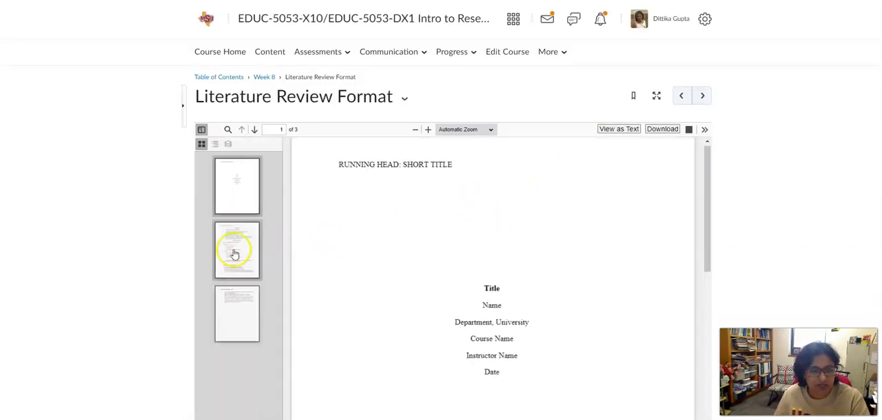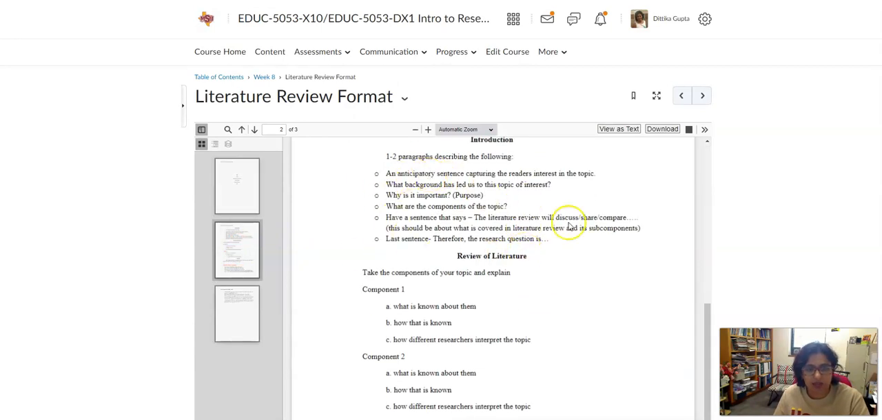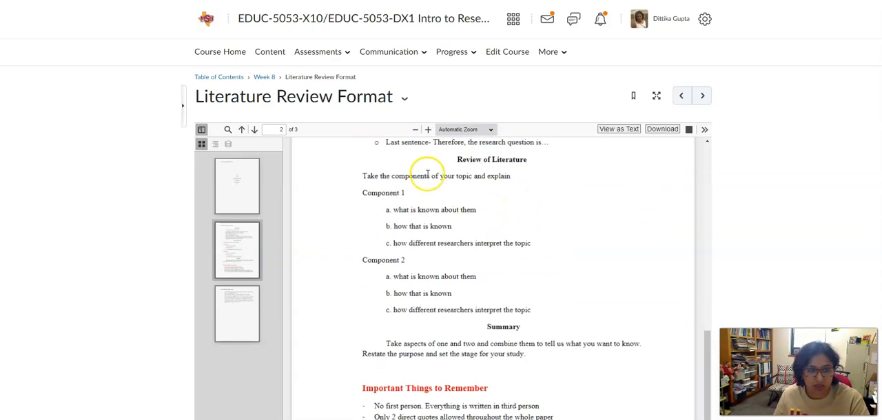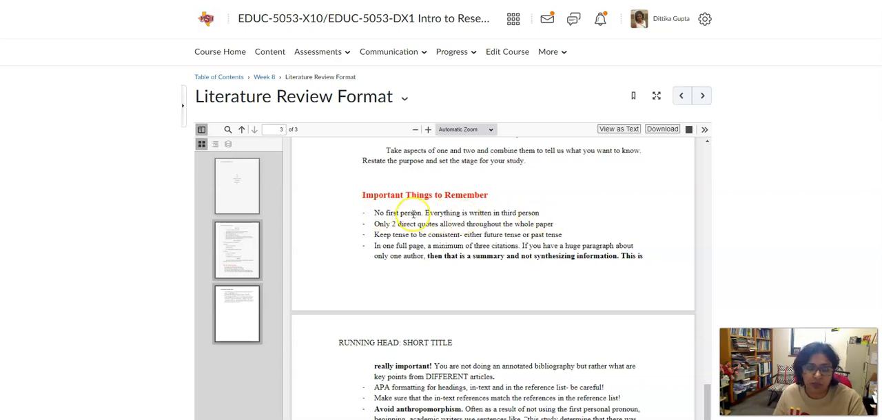So obviously this is there. And here are your paragraphs. It is not going to be bulleted. I put it bulleted so that you have an idea of how it is going to be. Here is how the literature review is. Your component 1, component 2. Remember your APA. So important things to remember. No first person. There will be no I, me, my, any of those things. There will be no we, nothing. No first person. Everything is written in third person.